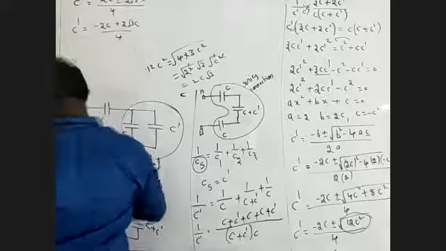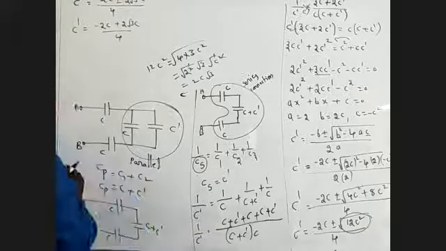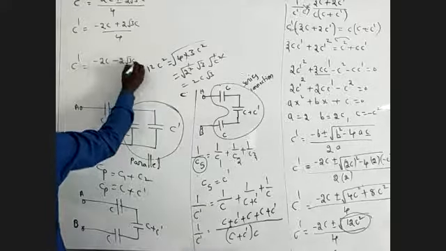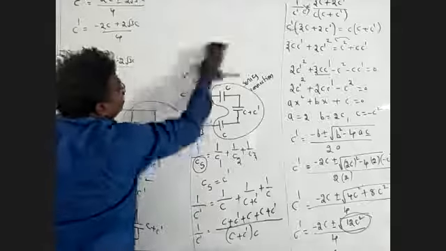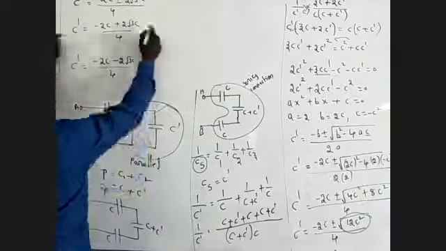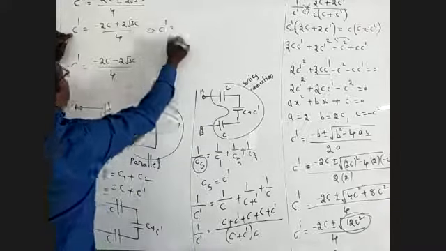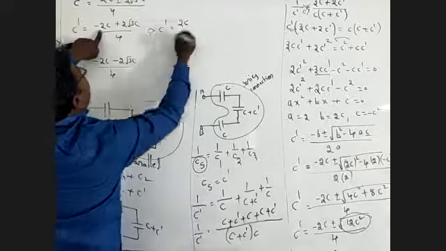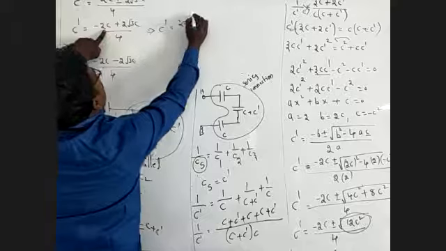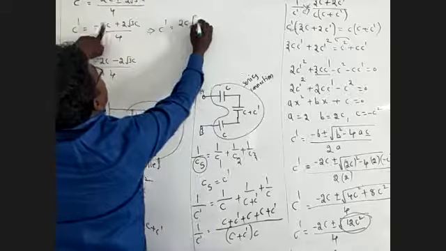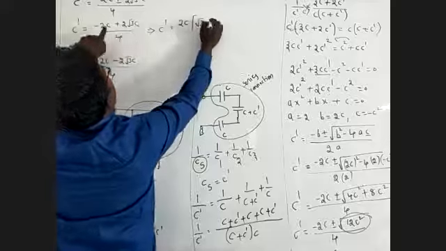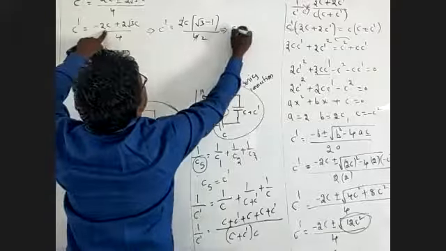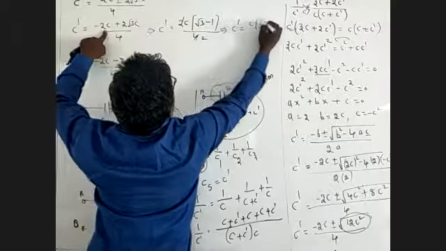This is one value. The other value is C' is equal to minus 2C minus 2 root 3 C by 4. We have two values. Now in this value, 2C common. 2C take out, root 3 minus 1 by 4. The 2 and 4 cancel. C' is equal to C root 3 minus 1 by 2.